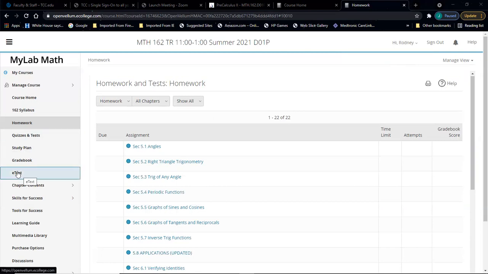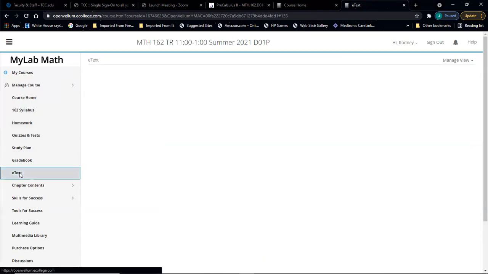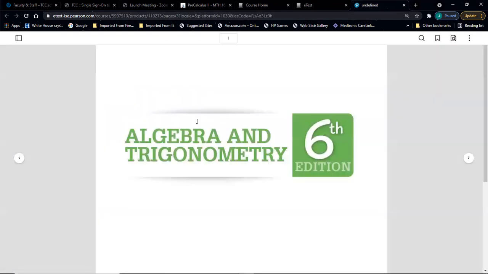Your e-text. So this is why you don't have to purchase a physical text, although I'm old school. I'm not that old, but I am old school. I like to have a physical text, so I would purchase this for myself, but if you're fine with just an e-text, then just do the access code only. I'm not going to force you into anything. I will say sometimes the e-text loads slower than other times. It's actually doing really well right now.